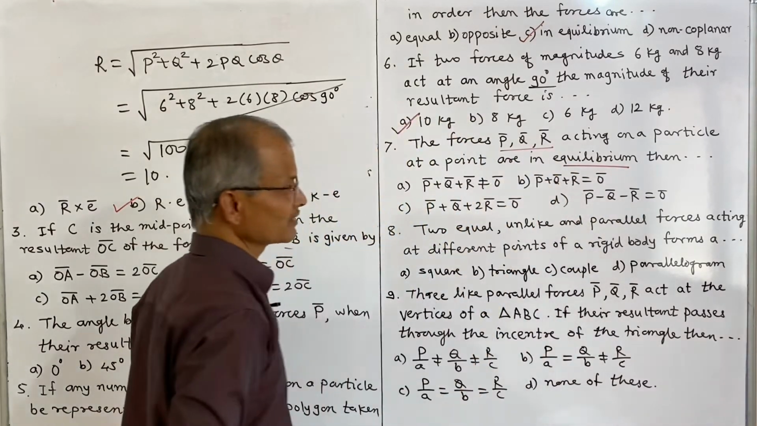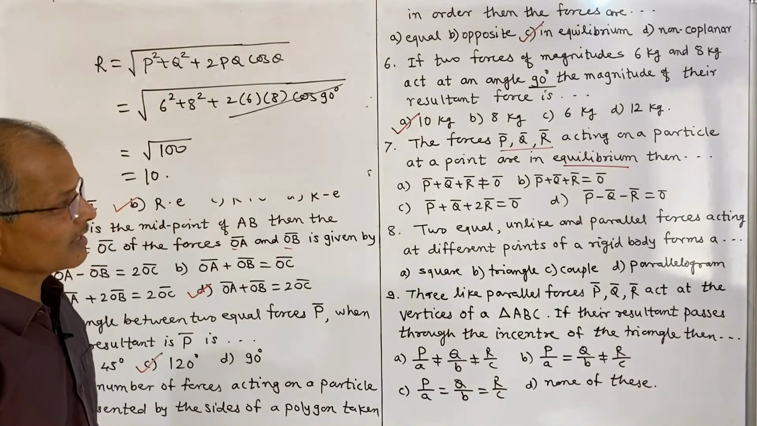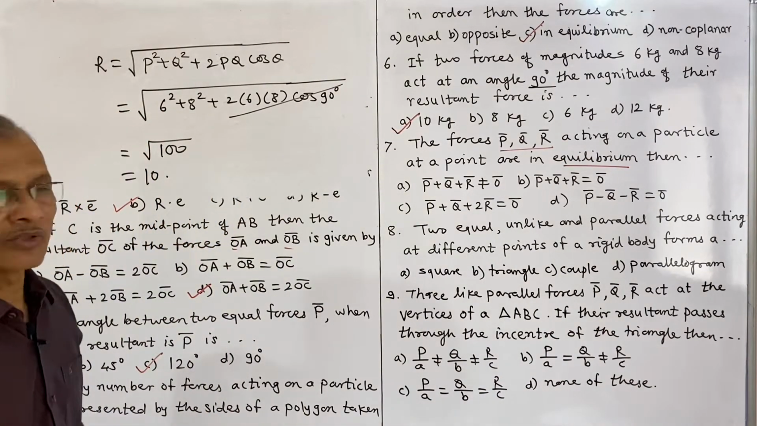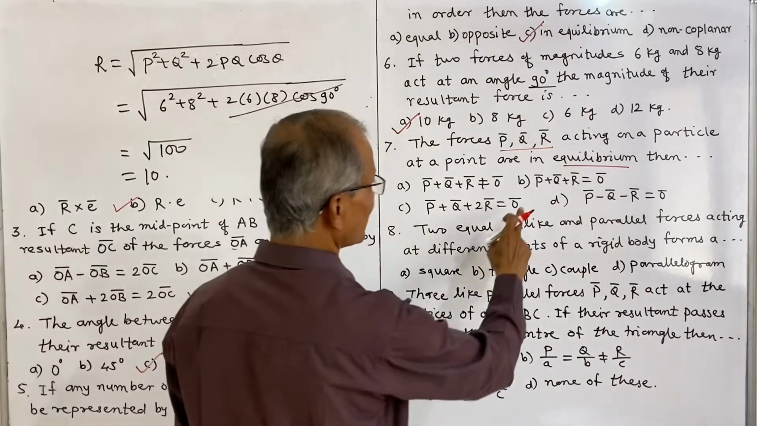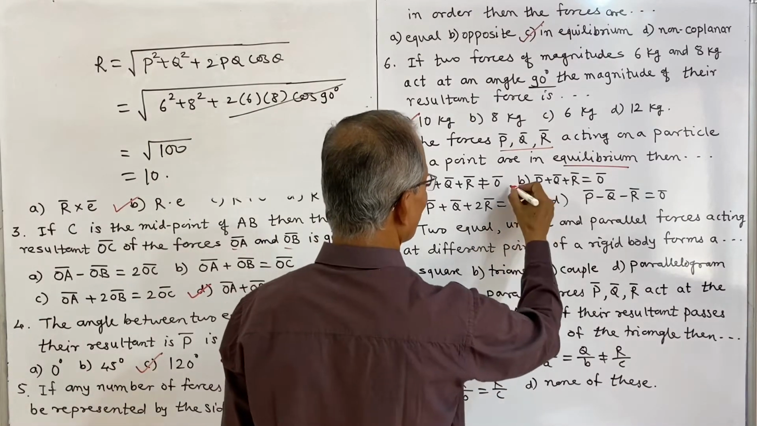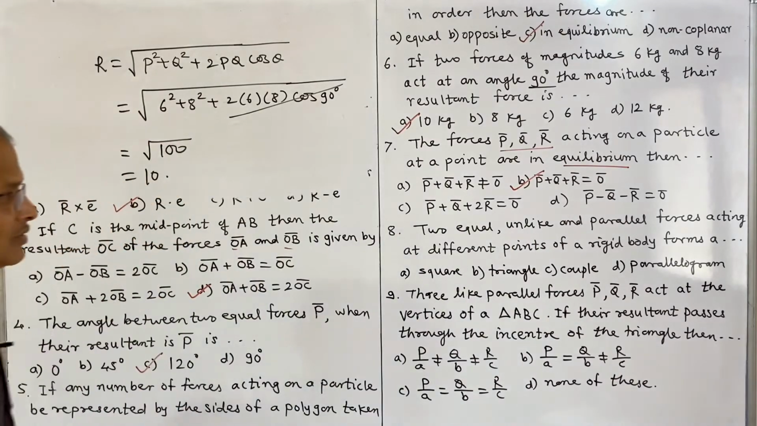Resultant is obtained by summing the forces, and if they are in equilibrium, the vector sum is 0, and therefore the correct alternative is this one. P plus Q plus R is equal to 0 vector.